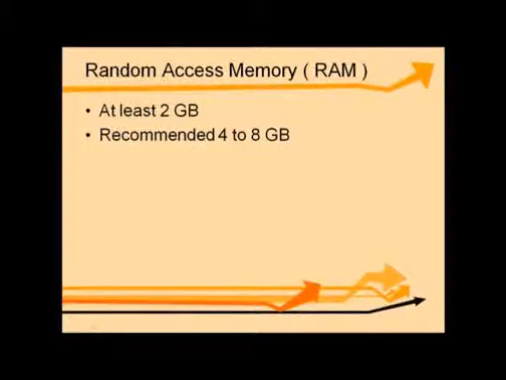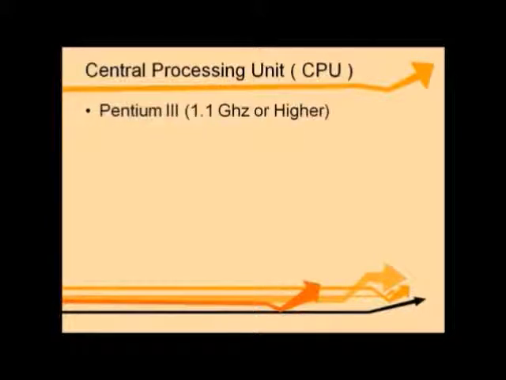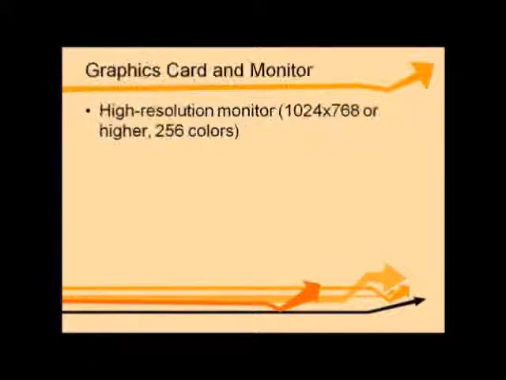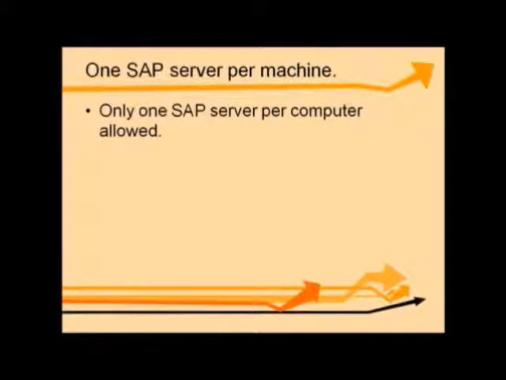Minimum required RAM is 2 GB, while 4 to 8 GB is recommended. For the CPU, minimum requirement is Pentium 3 or higher. 50 GB of hard disk space is required and high resolution monitor. Also, make sure that there are no other SAP systems installed on this computer.